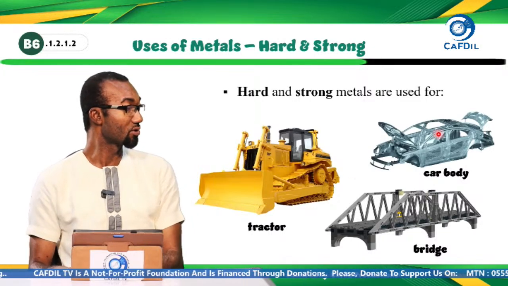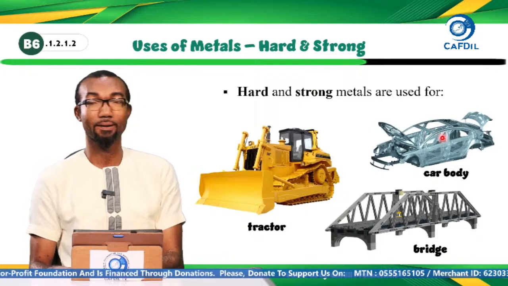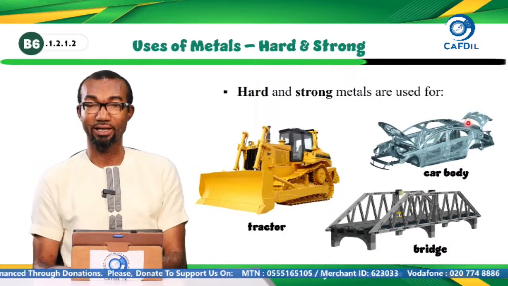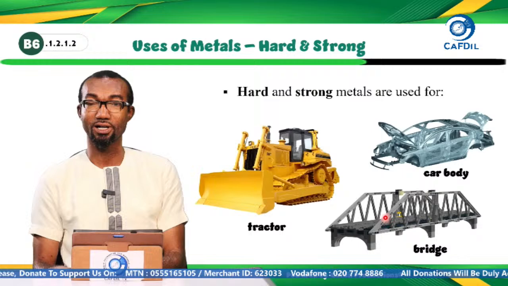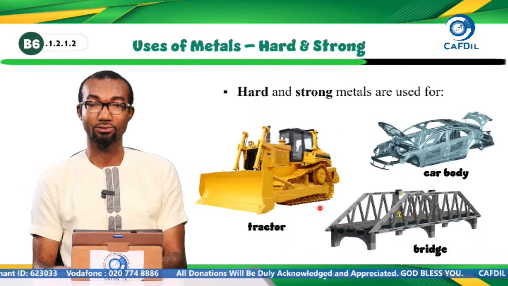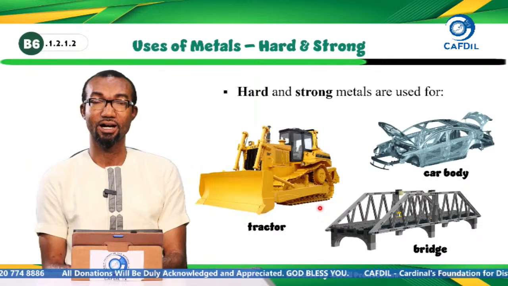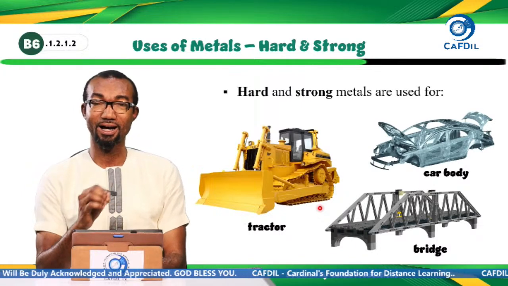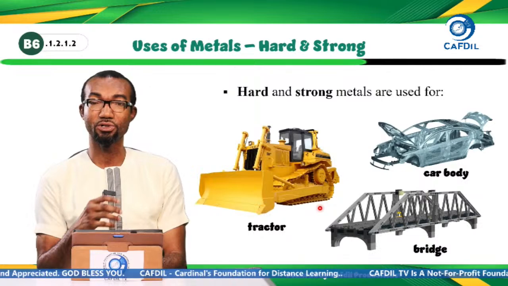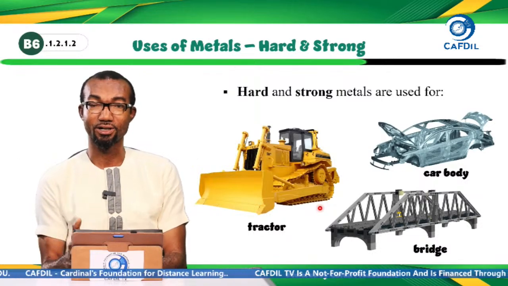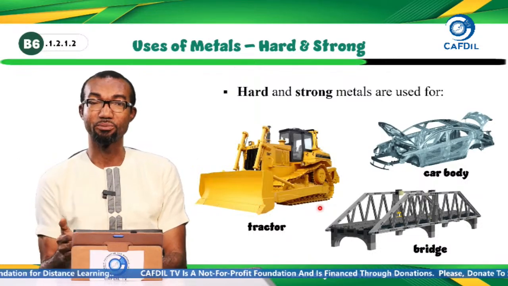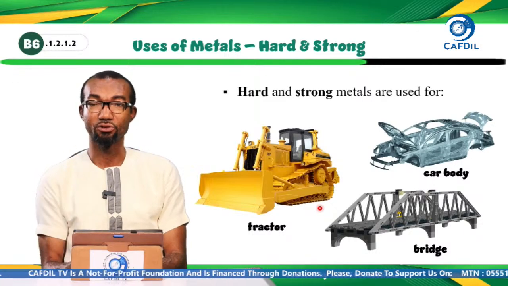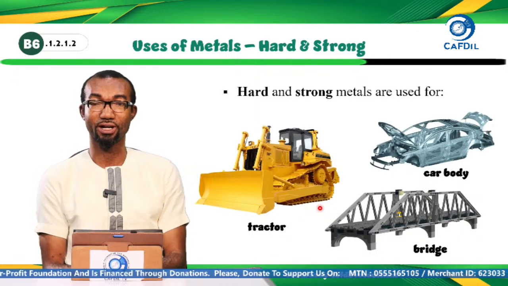We can also use it to make the body of a car. We can also use it to construct a bridge. You can see a lot of bridges around. So because metals are hard and strong, we use it to manufacture tractors, we use it to make bridges, and then we use it to make the body of a car.